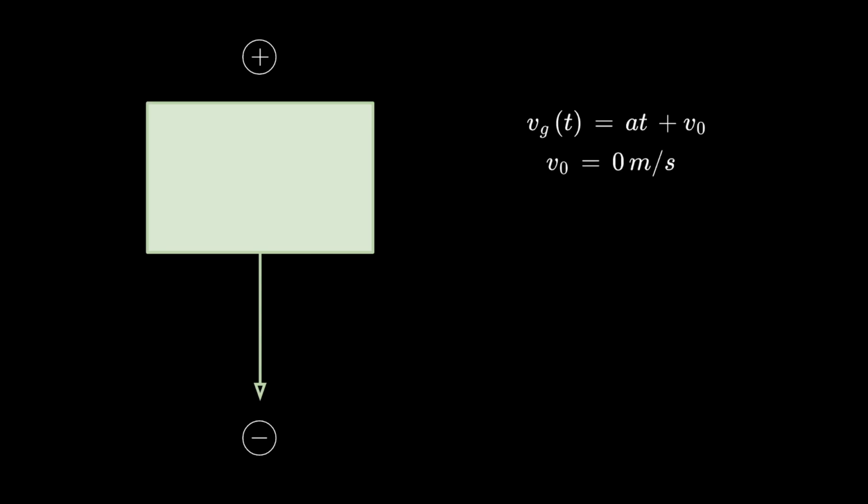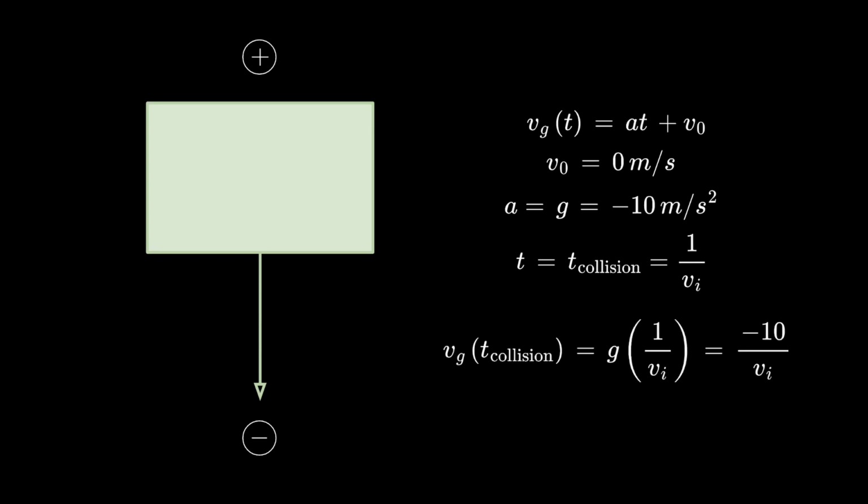And if we plug in that the initial velocity was 0, and we know that a was g, which was negative 10, we know the velocity of the green block at a given time t, which was t collision, 1 over vi. By plugging t collision into v of g, we're going to know that g times 1 over vi is the velocity at the collision point. So if we plug in the negative 10, we get negative 10 over vi. One more value to keep in your back pocket.